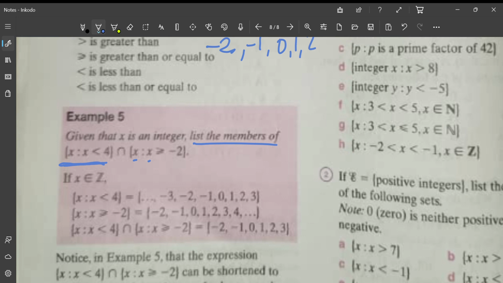If you are told x is less than 4, what are the numbers that are less than 4? It starts from 3, 2, 1, 0, -1. It doesn't even tell you where to end, so you keep going. That's what we have here: 3, 2, 1, 0, -1, -2, -3. It keeps going on forever. Those are the elements of the first set in the question. The second set says x is greater than or equal to -2. So you start from -2 and you move forward: -2, -1, 0, 1, 2, 3. That's the second set, which is what we have right here.